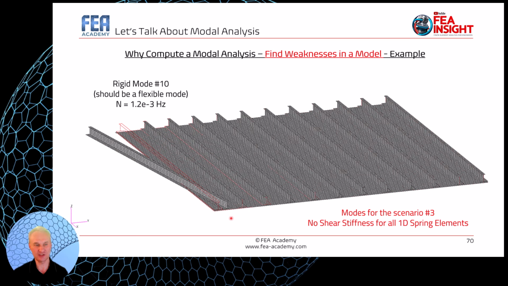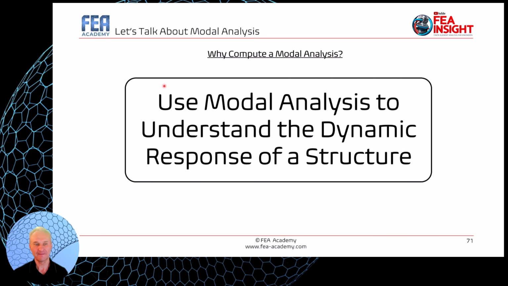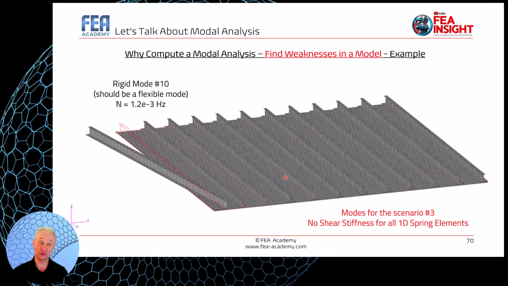This stiffener also, the flexible mode 10, is moving alone. But mode 10 should be a flexible mode, not a rigid mode. Okay? So you see the power of normal mode analysis to validate a model just by computing the natural frequencies and the eigenvalues, eigenvectors, or the mode shapes associated with each natural frequency. So keep that in mind.